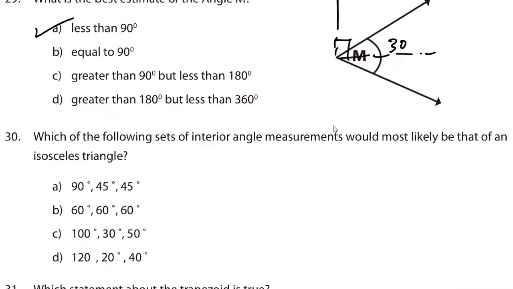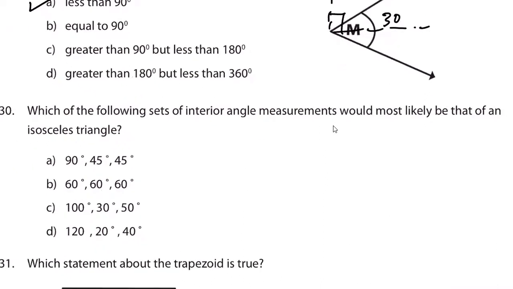Which of the following sets of interior measures could most likely be an isosceles triangle? An isosceles triangle is where you have two angles equal. So we're just gonna look for the numbers, and here we go. That will be A. So A would be an isosceles, and just remember the properties of an isosceles: the two base angles are equal.